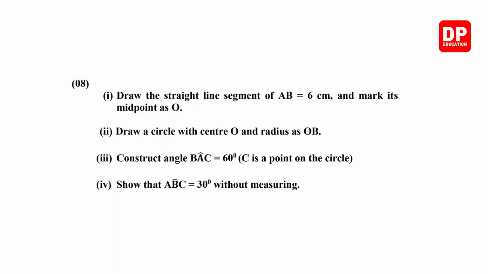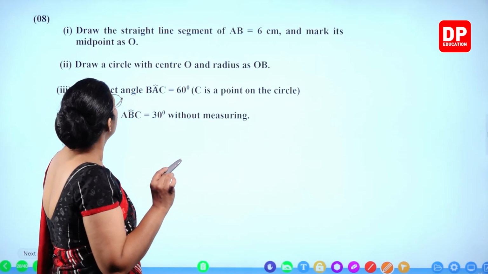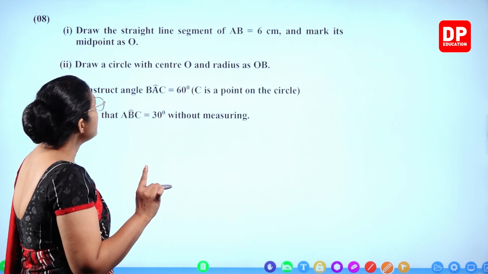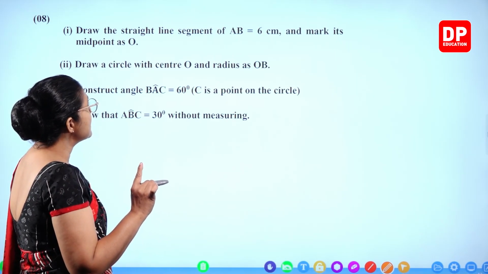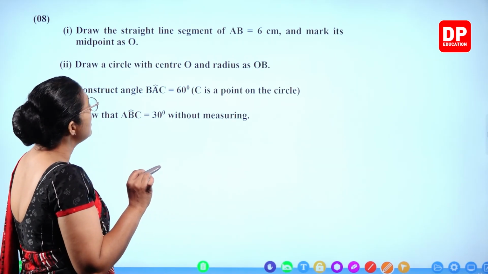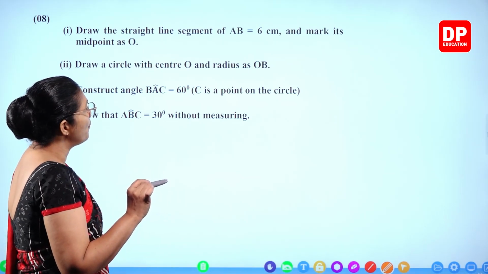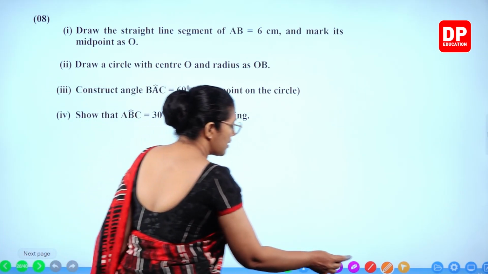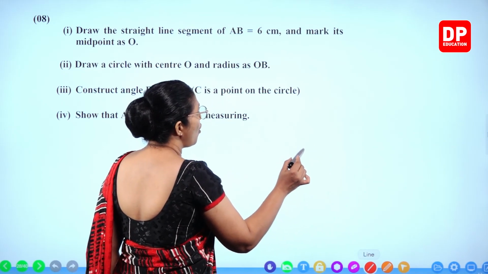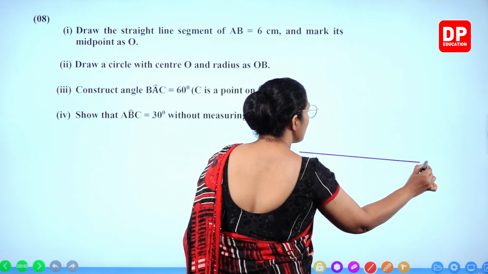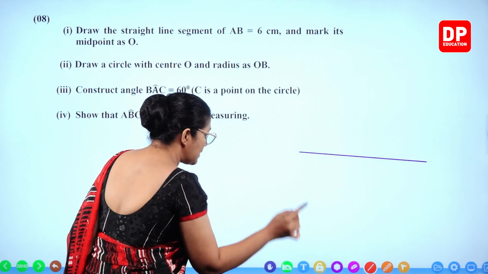Question number 8 is a construction question. So you can use a pair of compasses and a ruler to draw this. So let's do that. Draw the straight line segment AB, that's 6 centimeters, and mark its midpoint as O. So let's take the ruler and draw a line, and then you have to measure 6 centimeters.